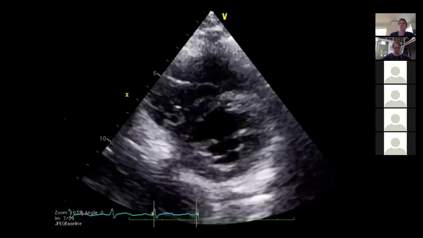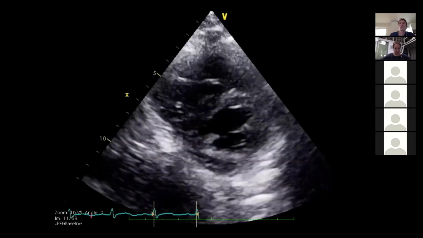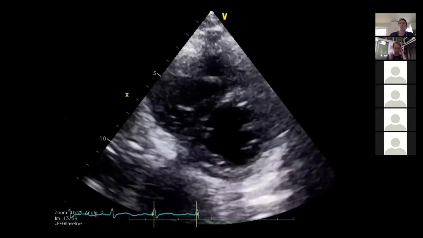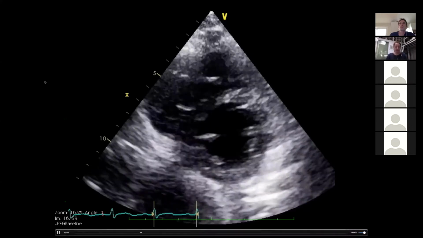Sweet. So diastolic flattening of the interventricular septum suggests volume overload. Systolic flattening of the interventricular septum suggests pressure overload. Yep. It looks like it's fine. Yep.